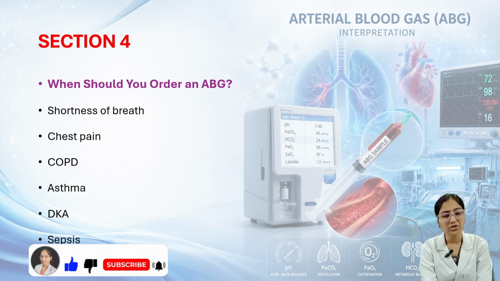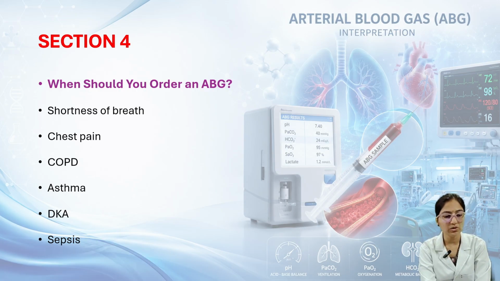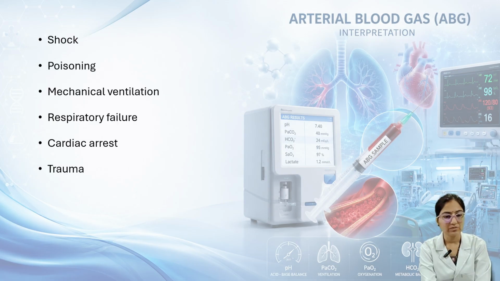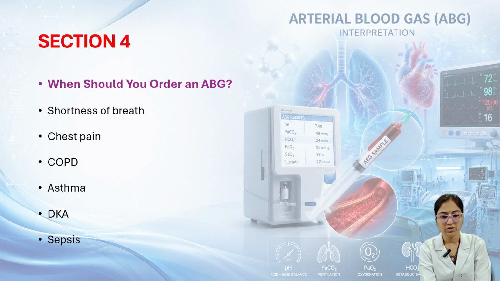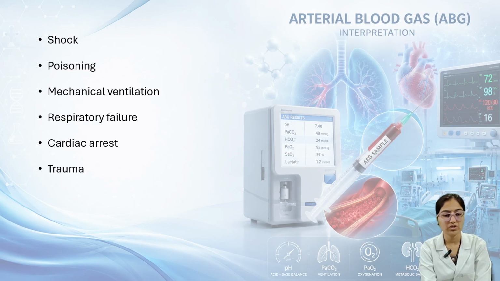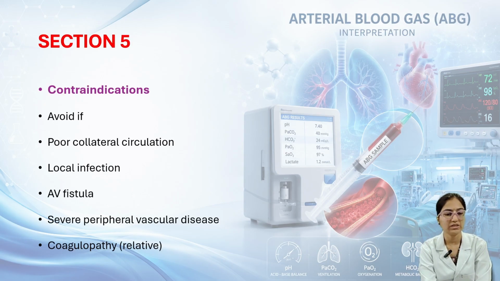Next, when should you order an ABG? Here, in the cases of shortness of breath, chest pain, COPD, asthma, diabetic ketoacidosis, sepsis, and then shock, poisoning, mechanical ventilation, respiratory failure, cardiac arrest, and trauma. In these cases, you need to order an ABG, arterial blood gas analysis.